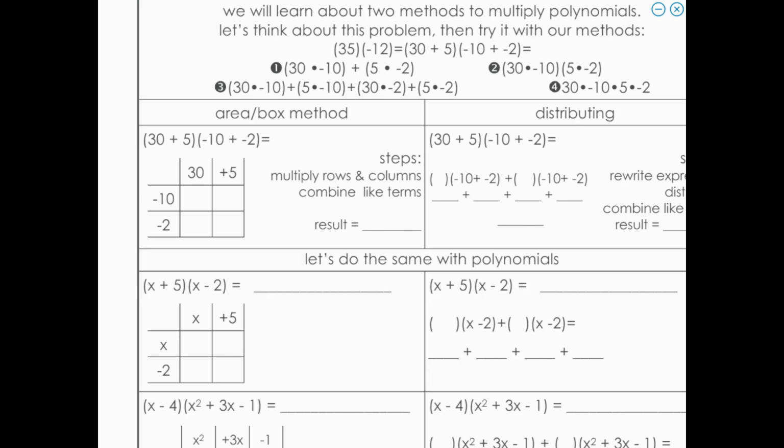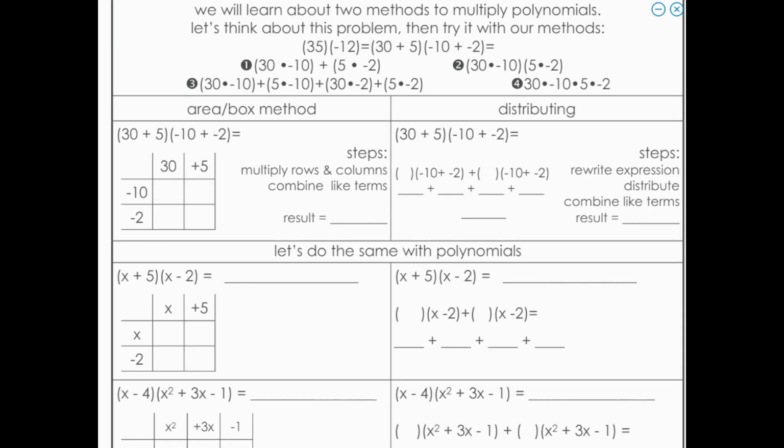Just like yesterday, we were talking about adding and subtracting polynomials, and there being two ways that you can organize it, one being horizontal, which is what you're used to, and one being vertical, which we talked about yesterday. There are several ways that you could do multiplying polynomials. There are two ways that we're going to talk about today, and a third one that I'm also going to tell you about.